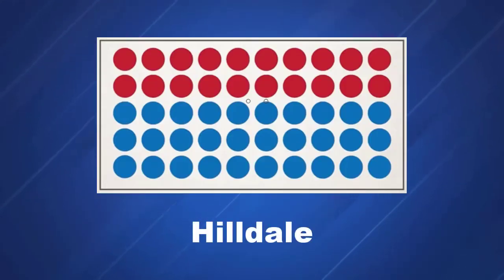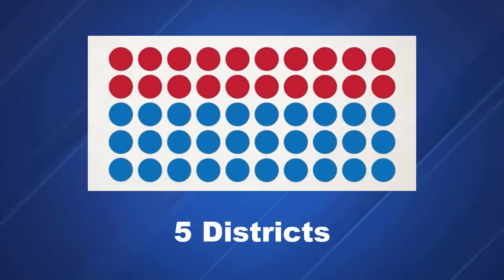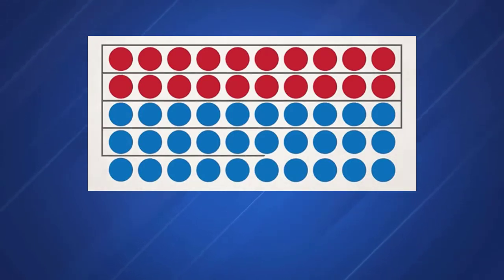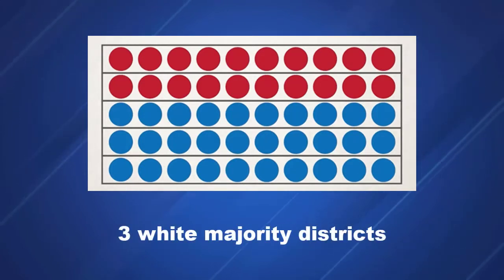Let us consider the fictional town of Hilldale. Each dot represents 1,000 people, so there are 50,000 people living in this town. Each blue dot represents a white neighborhood, and each red dot represents a black neighborhood. The town needs to be divided into 5 congressional districts. If this were being done in a racially neutral manner, then you would draw the district lines in this way, and you would end up with 2 black majority districts and 3 white majority districts.